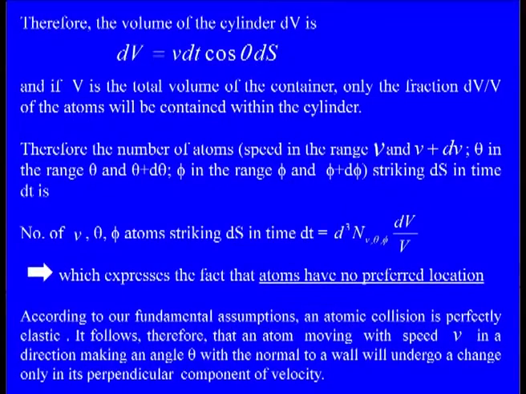Okay. According to our fundamental assumptions, an atomic collision is perfectly elastic. It follows, therefore, that an atom moving with speed v in a direction making an angle theta with the normal to a wall will undergo a change only in its perpendicular component of velocity. There will be no change in the horizontal component of velocity, which will remain unaltered. So, finally, we want to calculate the total change of momenta per collision.